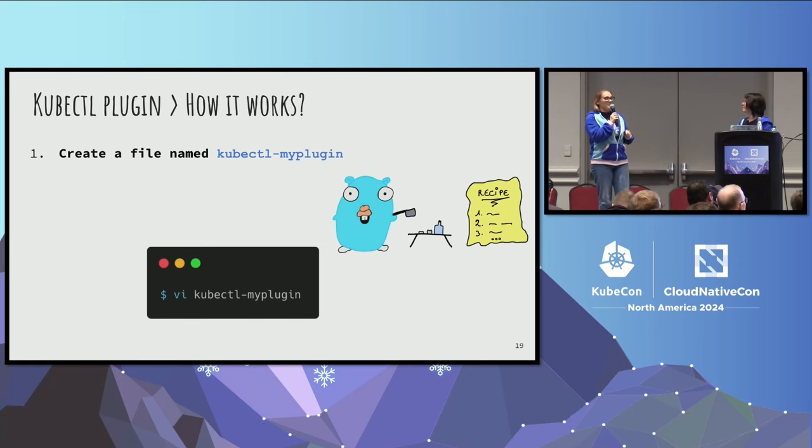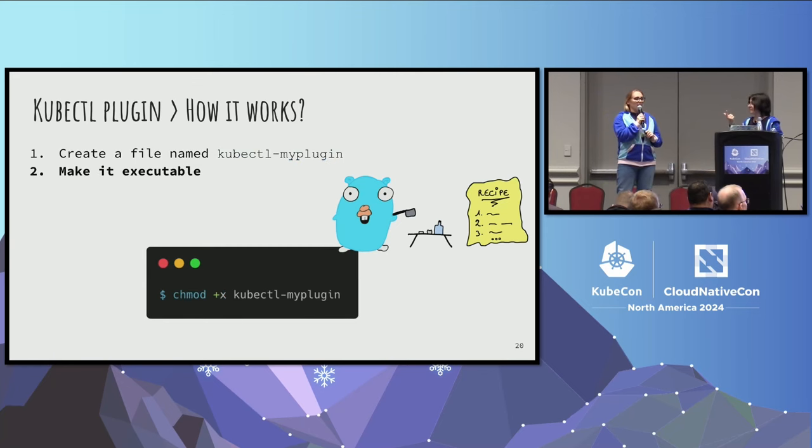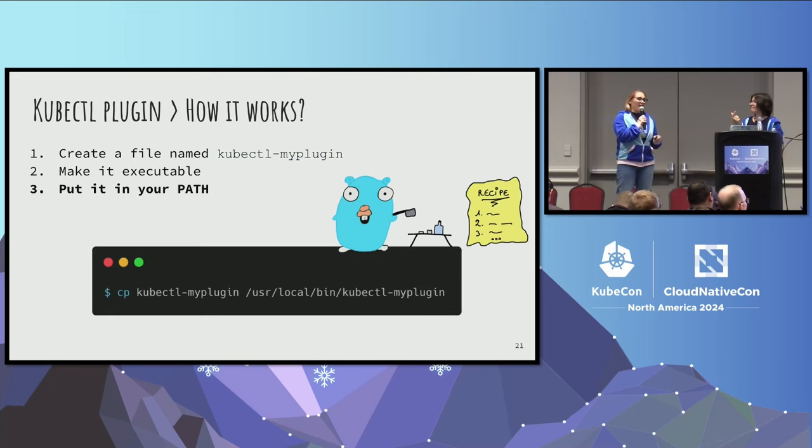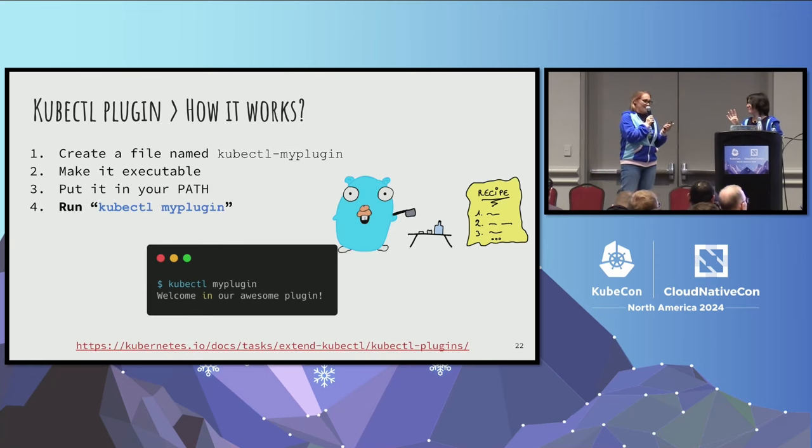So, we will follow the recipe of our so-cute gopher. First step, you have to create a file with the name kubectl-myplugin. Second step, make it executable. And third step, very important one, you have to put it in your path to be able to run the last step, kubectl myplugin.